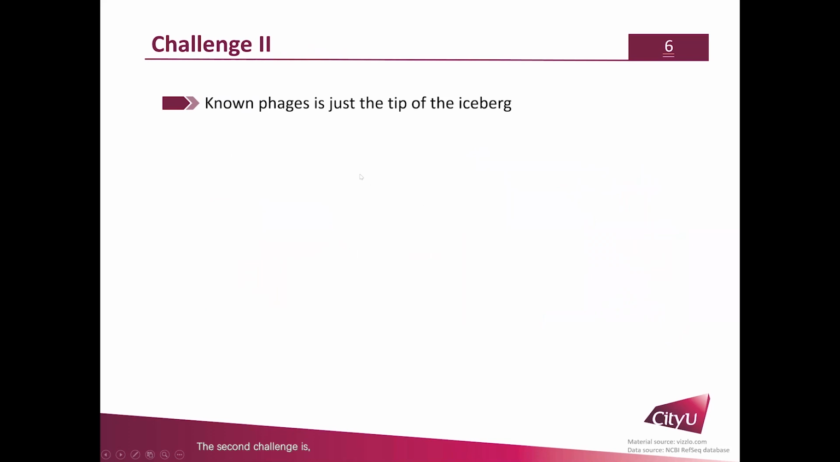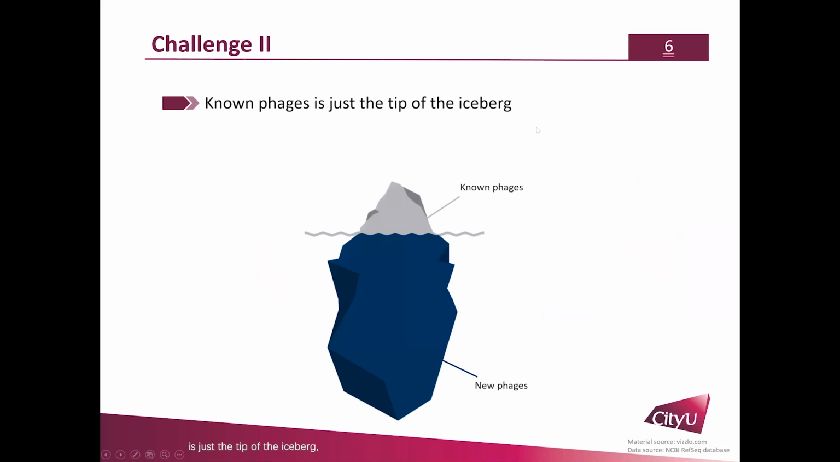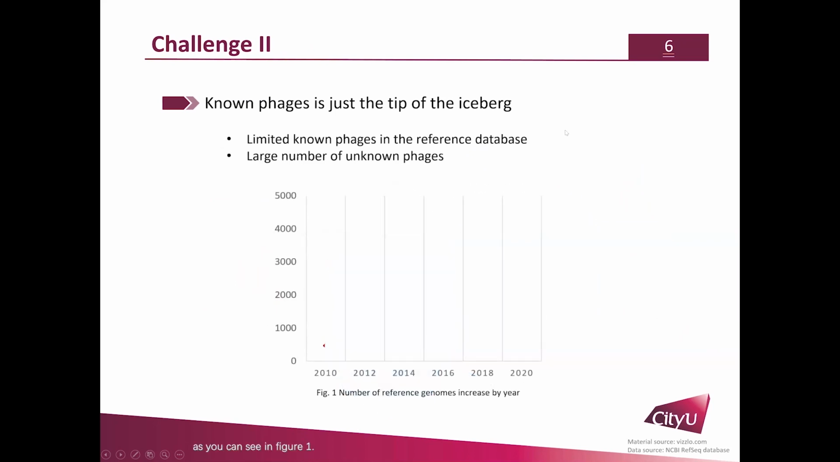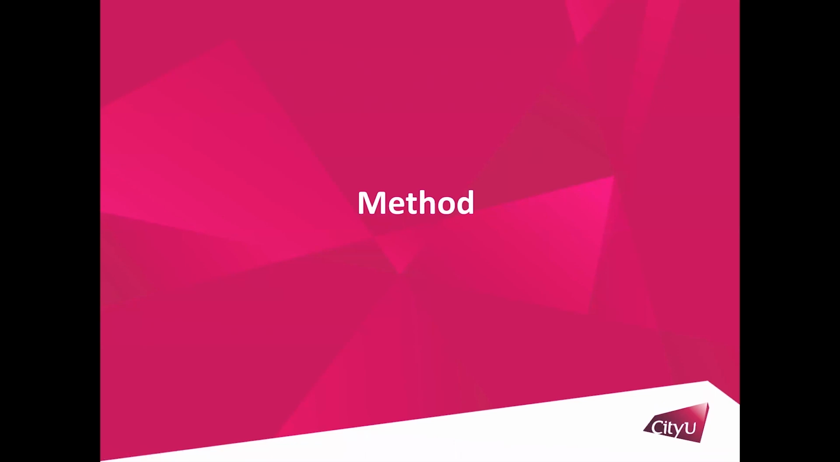The second challenge is the number of the known phages is just the tip of the iceberg. As you can see in Figure 1, the number of the newly identified phages increases largely every year. But if we use the traditional alignment-based method, the limited known phages will cause this method to hardly identify the new phages. That's why we need to design a new method.